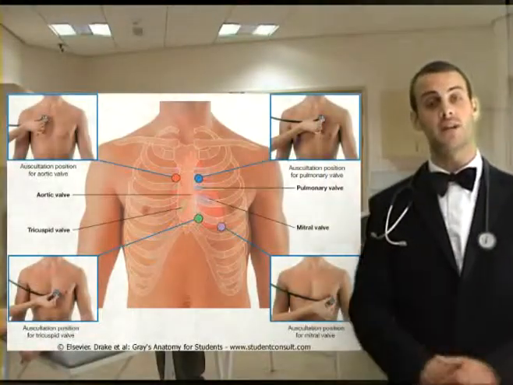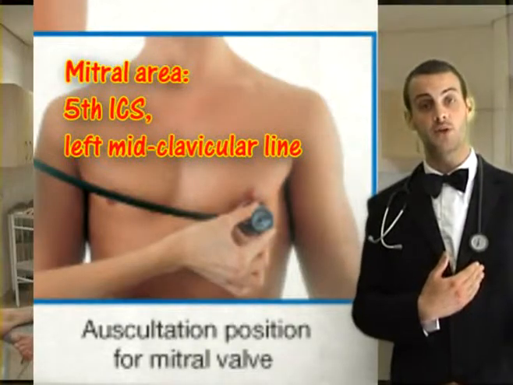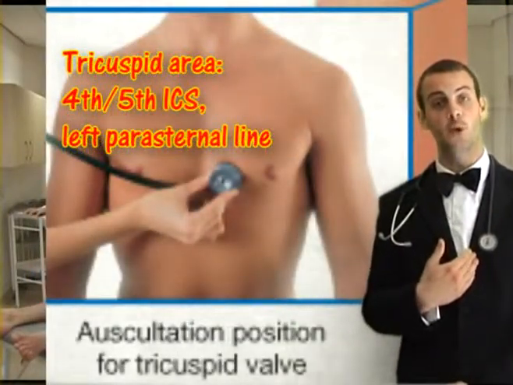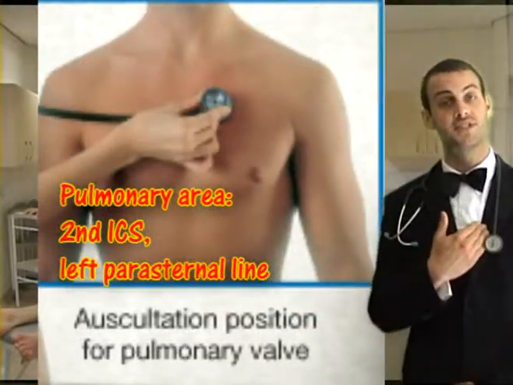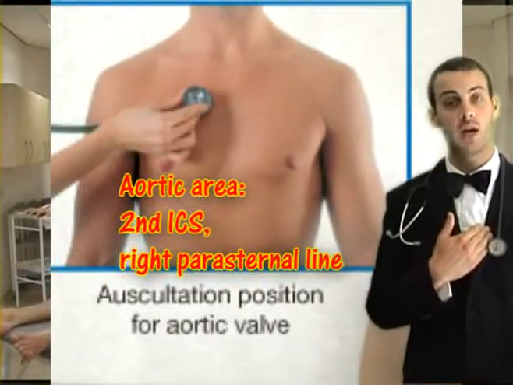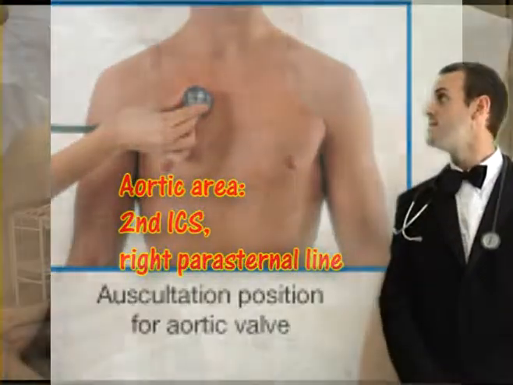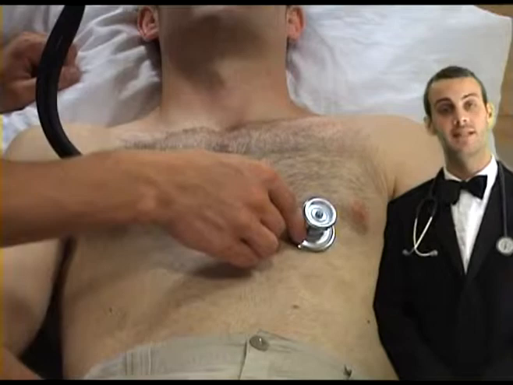The areas of auscultation are the mitral, which is found in the 5th intercostal space, mid-clavicular line, the tricuspid, which is the 4th intercostal space, left parasternal, the pulmonary, which is second intercostal space, left parasternal, and finally the aortic, which is second intercostal space, right parasternal. Listen in all 4 areas systematically.